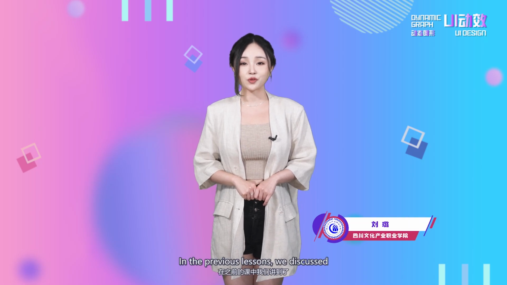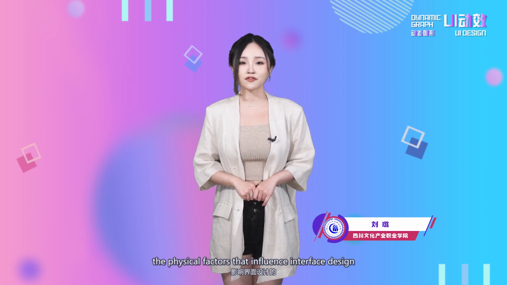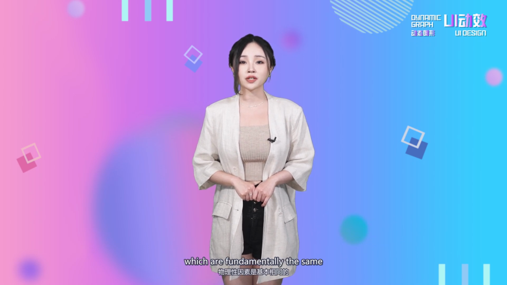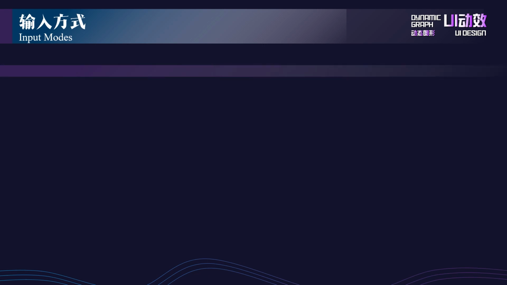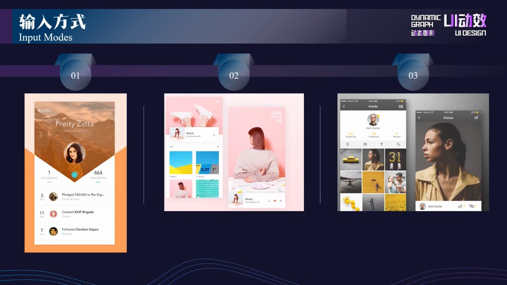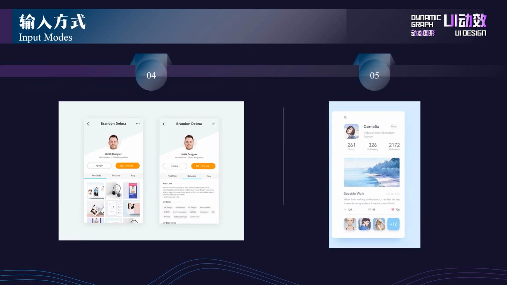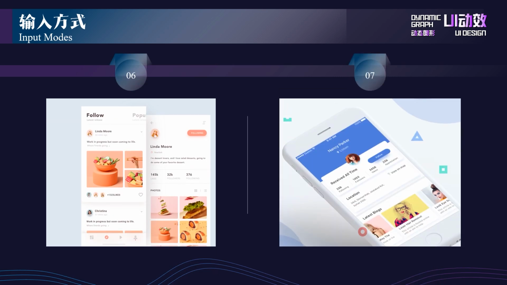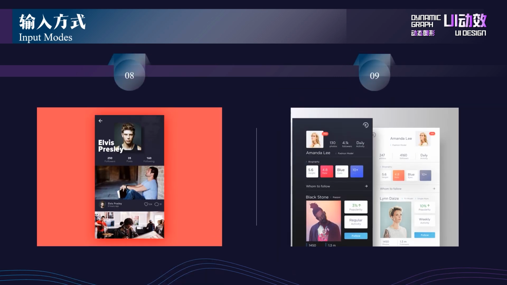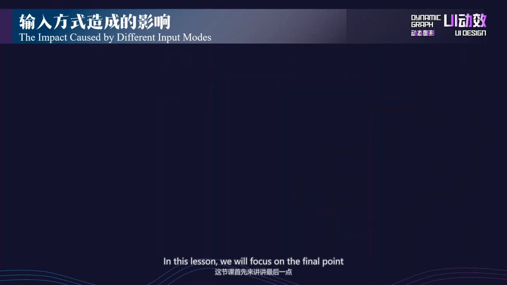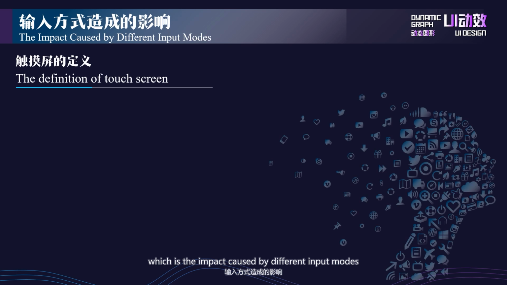Hello everyone, in the previous lessons, we discussed the physical factors that influence interface design. These factors include screen size, user screen distance, screen direction, and input mode. In the first two lessons, we covered the first 3 points. In this lesson, we will focus on the final point, which is the impact caused by different input modes.